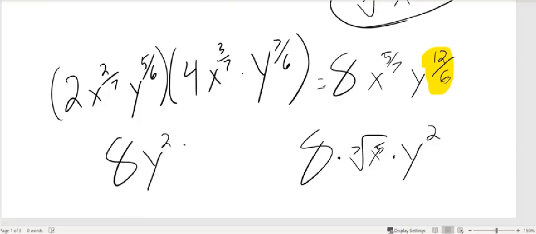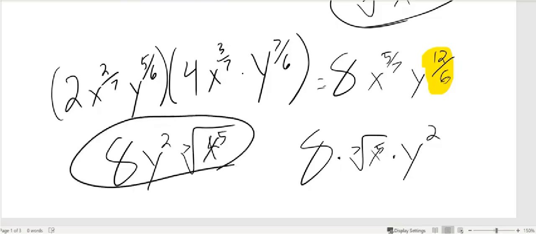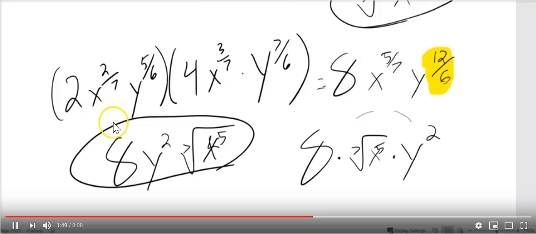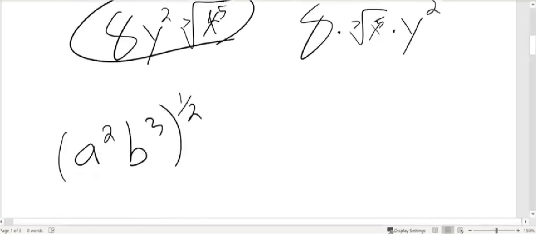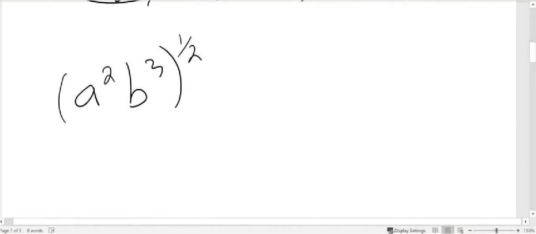So I'm going to just shuffle things around to make it look a little cleaner. So I wrote 8 times y squared times 7th root of x to the 5th. Now this is the complete answer right here. You've always got to make sure to include that. Cannot skip steps. All right, let's move on to this one.